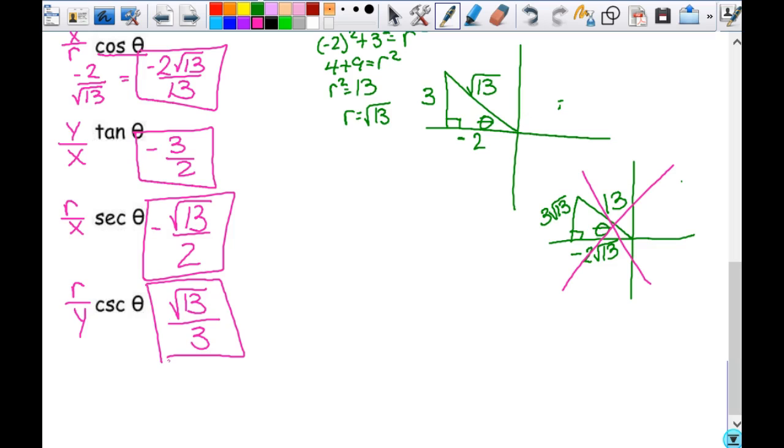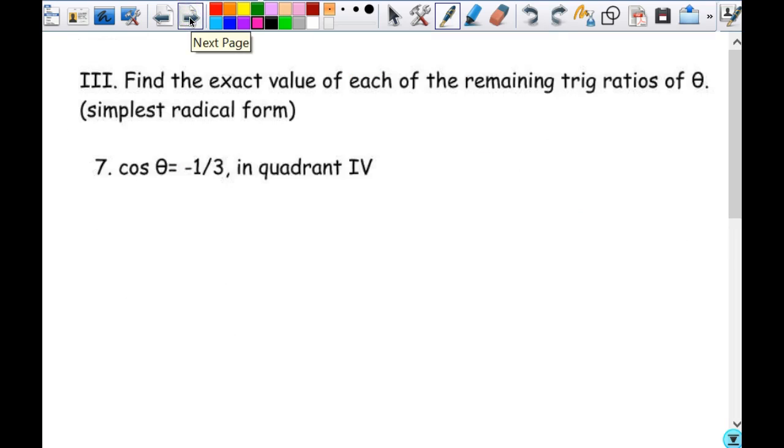Any questions about those? We all good? Yes. All right. Next one. Need to change this to quadrant 2. So it says, find the exact value of each of the remaining trig ratios of theta. We're doing the same kind of thing, but instead of having two different ratios and having to figure out which quadrant, we have one ratio and the quadrant, and then we have to figure out the rest.